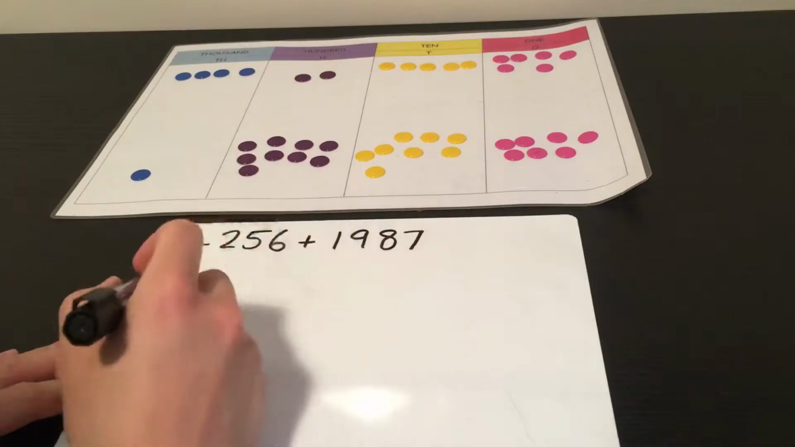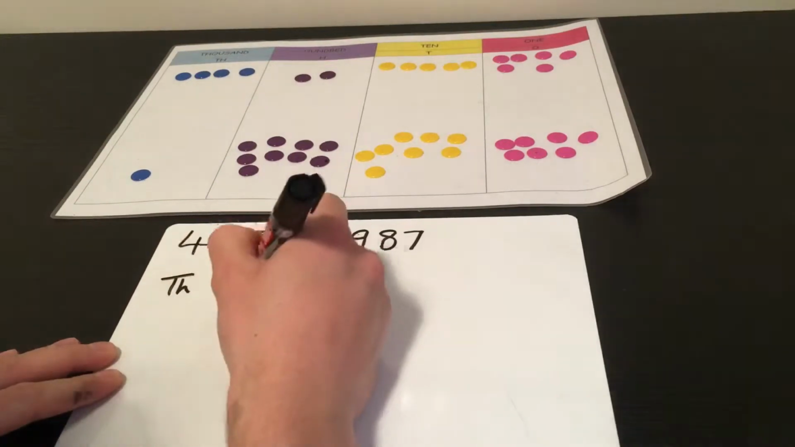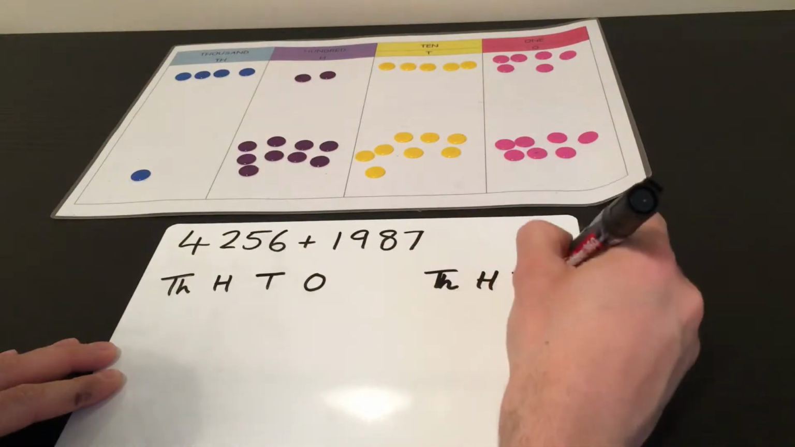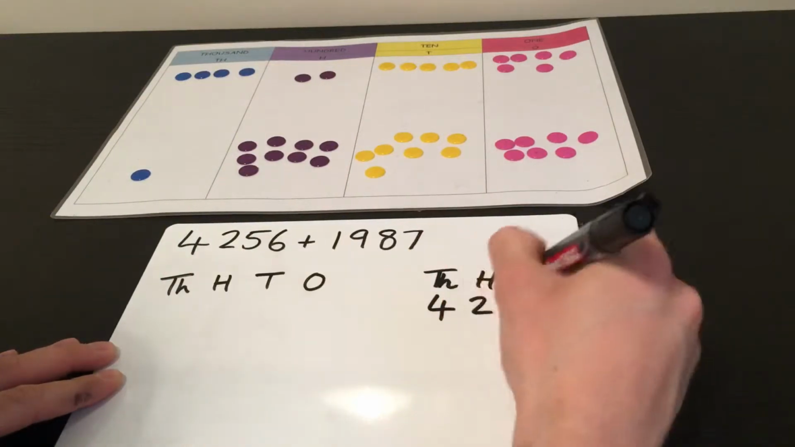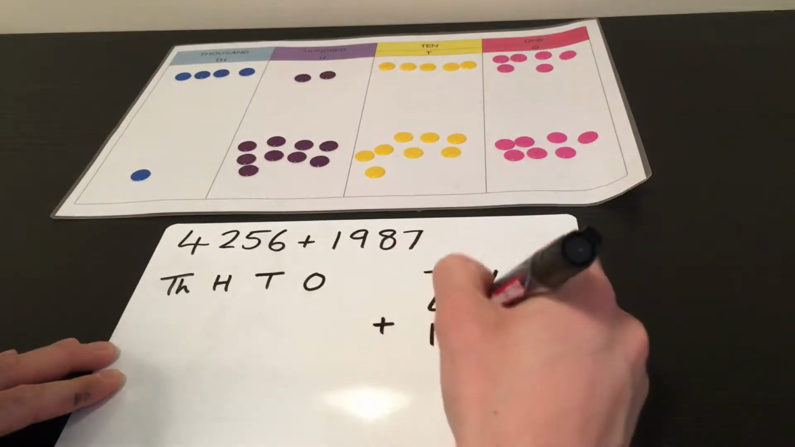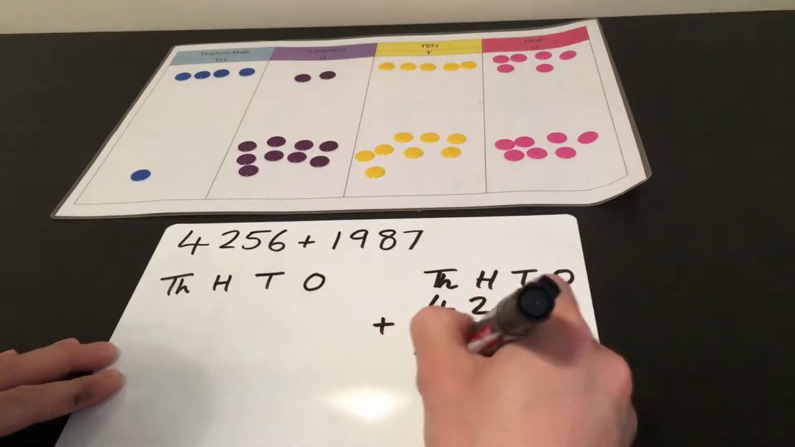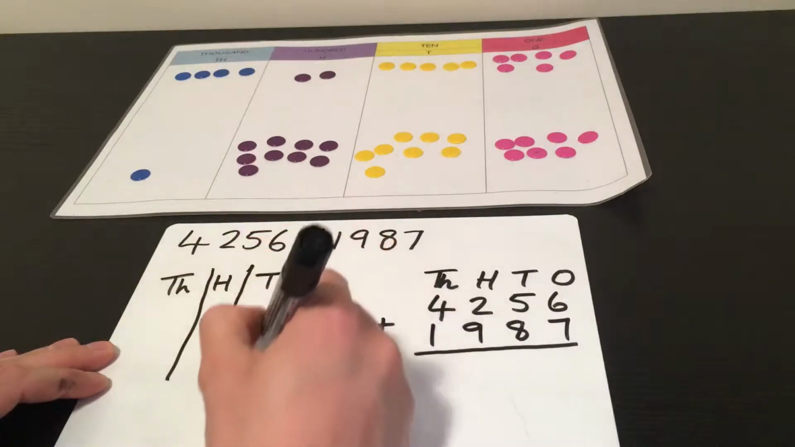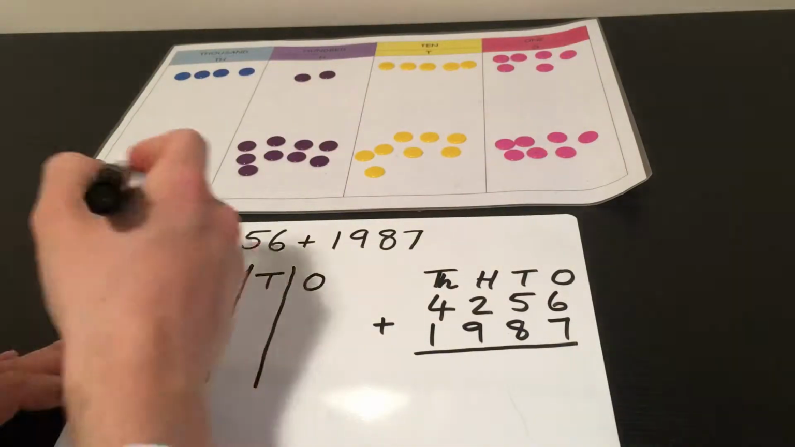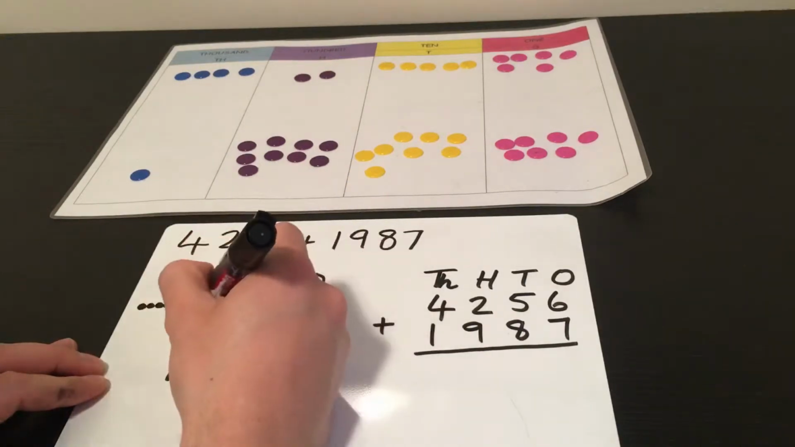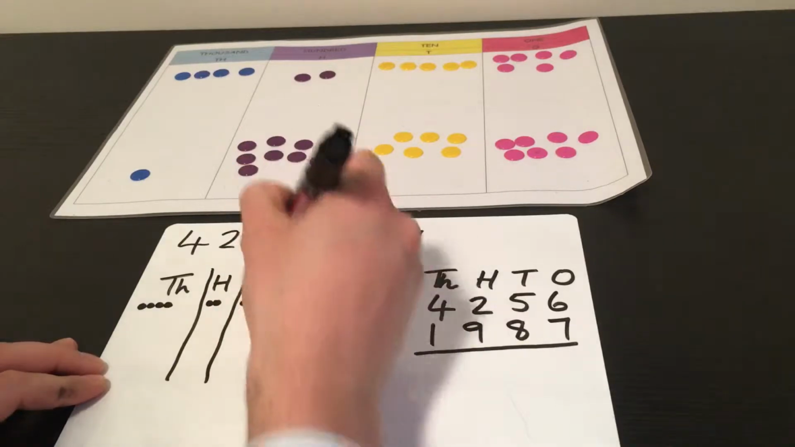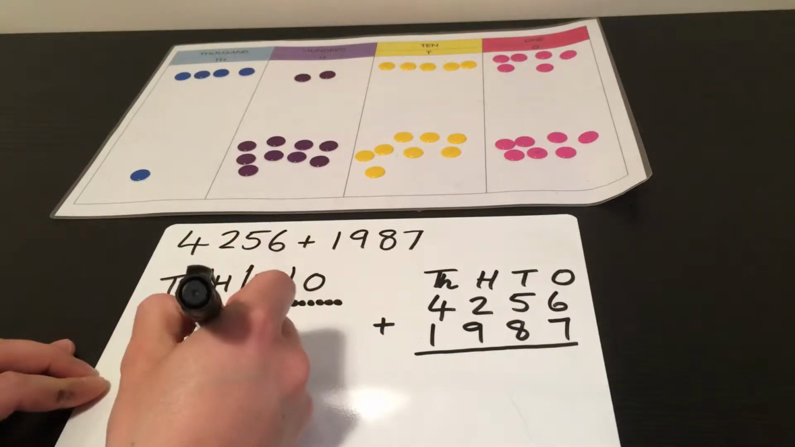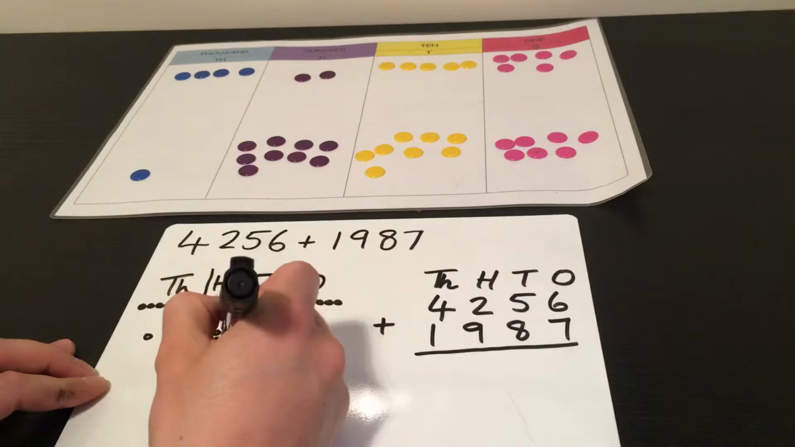So first thing, we need our column headings. So we've got thousands, hundreds, tens and ones, and here we would have thousands, hundreds, tens and ones. So we've got 4,256 add 1,987 underneath, and we would put a neat line under there to show the formal method. Here we need our columns, and we would draw the counters in a similar way to these being placed at the top. So we've got 4,000 for the first number, 200, 5 tens and 6 ones. And then we've got 1,987.